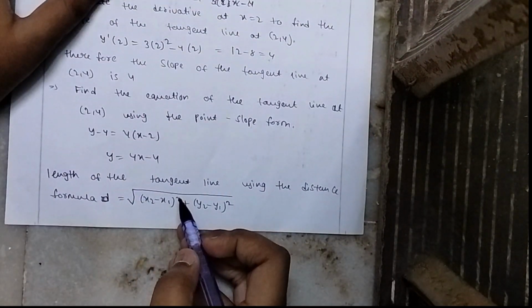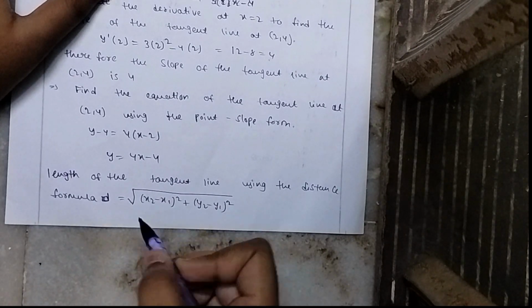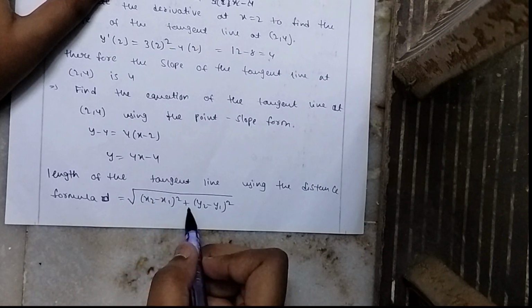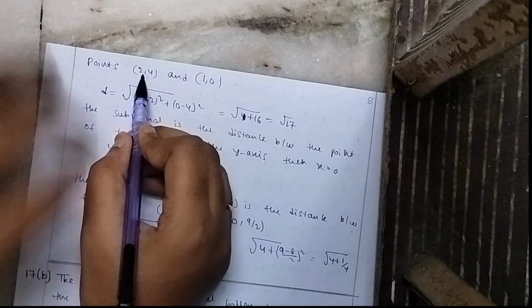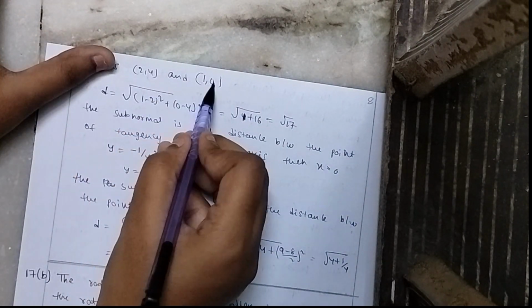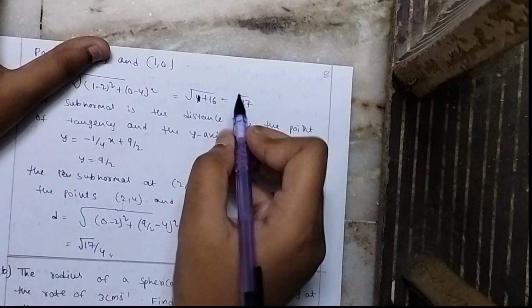The length of the tangent line using the distance formula is root over x2 minus x1 whole square plus y2 minus y1 whole square. The points are 2, 4 and 1, 0. So the value is root over 17.